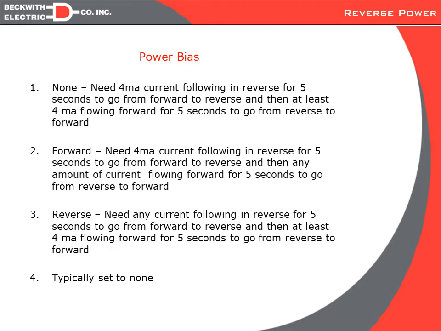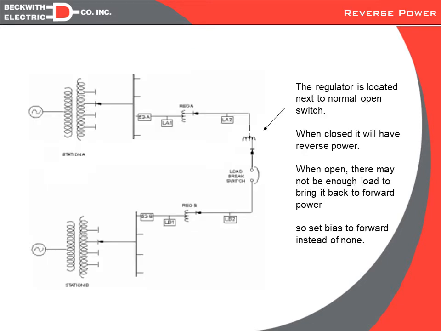And why you would set, so typically most applications we would recommend set to none. Why we would set it to one of these other two would be a situation we're going to look at in the next slide. So in this case, we have substations with LTCs. They each have line regulators, and we have a normal open point. But right beside this normal open point, we have a set of line regulators.